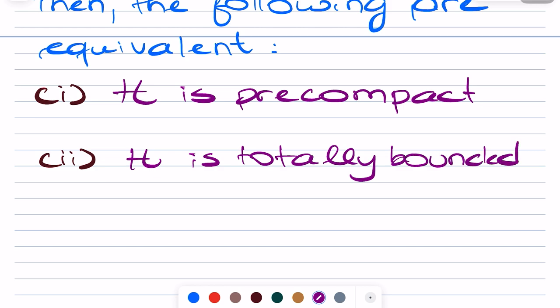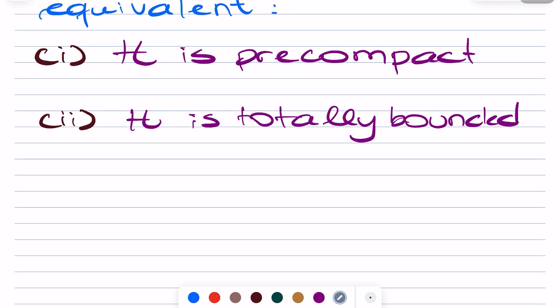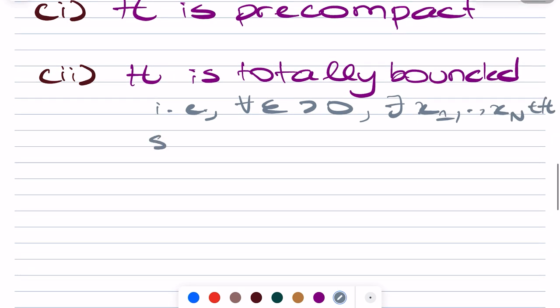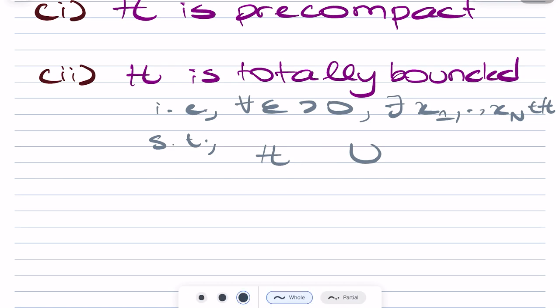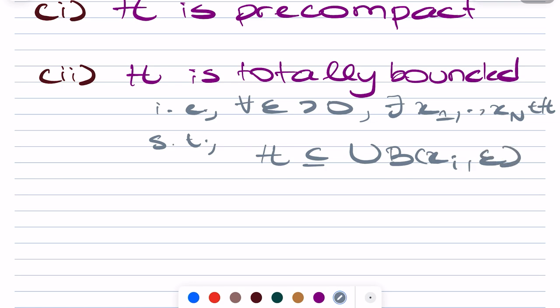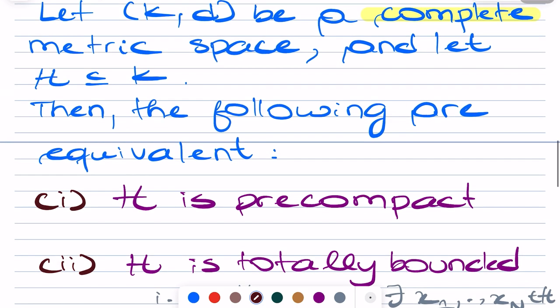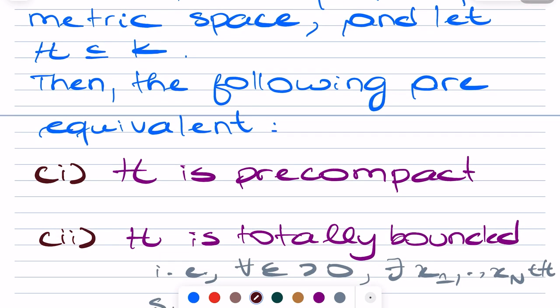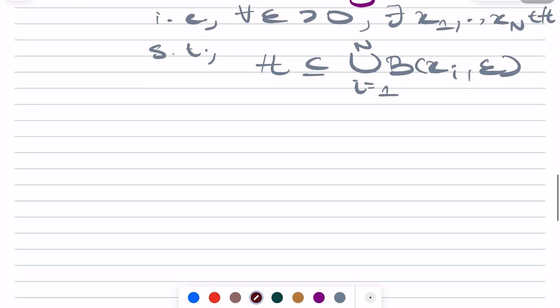Totally bounded. So maybe recall again what it means. This means that for every epsilon positive, there exist x1 up to say xn in H such that H is contained in the union of balls centered at xi and radius epsilon, i running from 1 up to n. So in a complete metric space, a subset K is precompact if and only if it is totally bounded. So, proof.